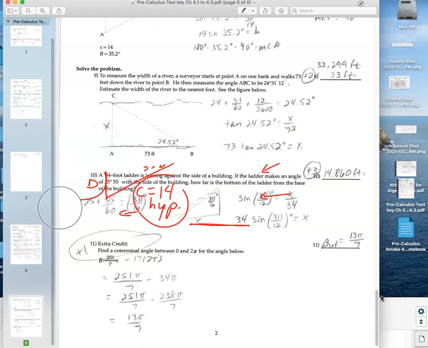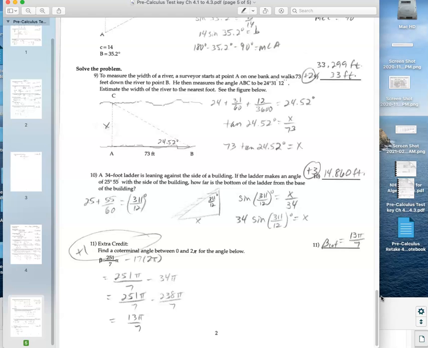All right, next up. Number 9, a word problem, but kind of not because you did already have the drawing. You just had to figure out how everything went together. So to measure the width of a river, a surveyor starts at point A on one bank and walks 73 feet down the river to point B. So there's our 73 feet right there. He then measures the angle ABC to be 24 degrees, 31 minutes, 12 seconds. Now, that is the first thing you have to deal with. You have to convert that.